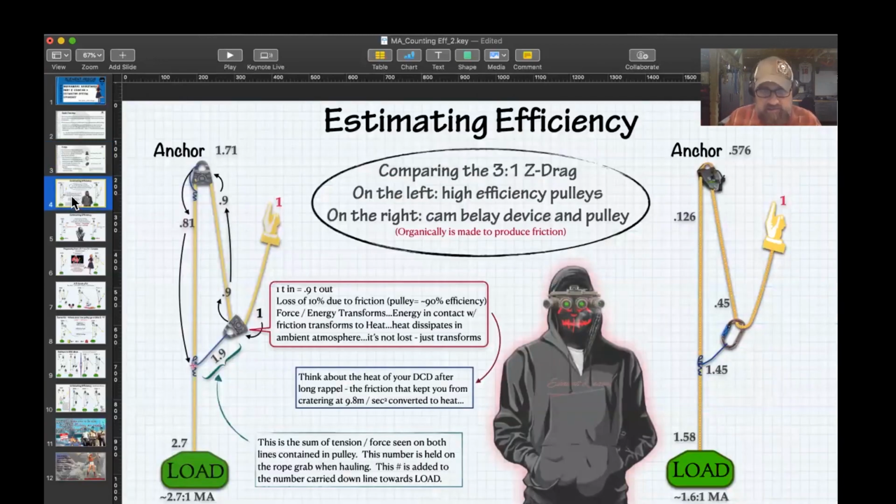So, estimating efficiency. What we're looking at here is we're comparing the 3-to-1 Z-drag system. On the left is the system with high efficiency pulleys, and on the right, we substitute that for the fast and light setup. We'll get into that a little bit more on the next slide. This is what I got. I'm building it, and it looks like a 3-to-1.